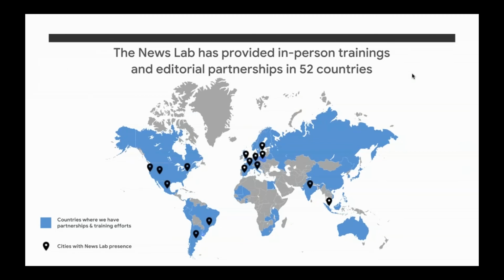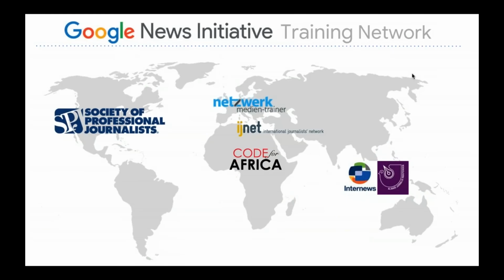Now, we do training in person. We also do training online through webinars like this one. We have about 52 different countries covered with various different editorial partnerships. And we have a News Lab staff in a variety of different regions. I'm right there in the middle of the United States in Boulder, Colorado. So neither in New York or California, as I'm often mistaken for, but in Boulder, which I like to say is halfway in between.